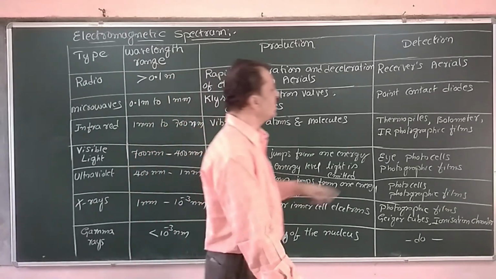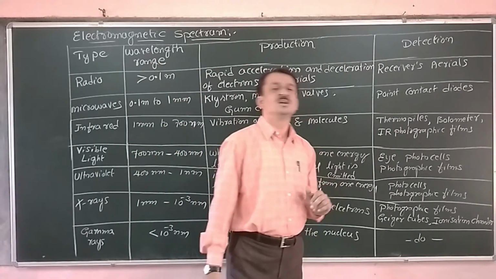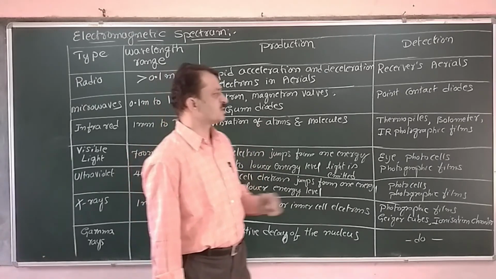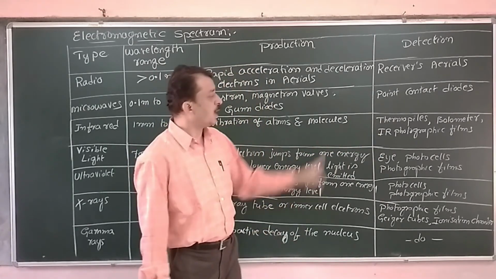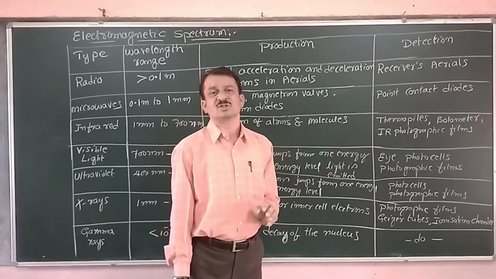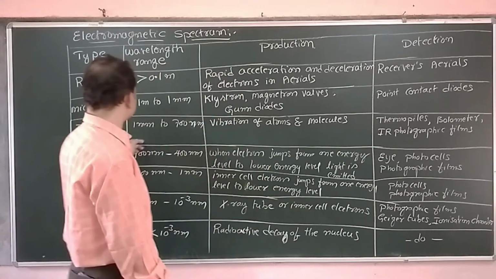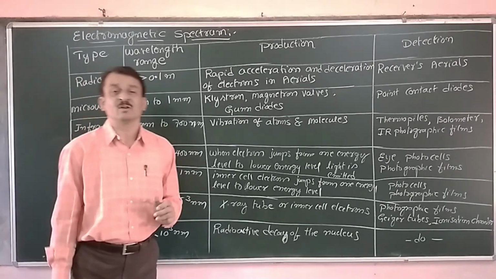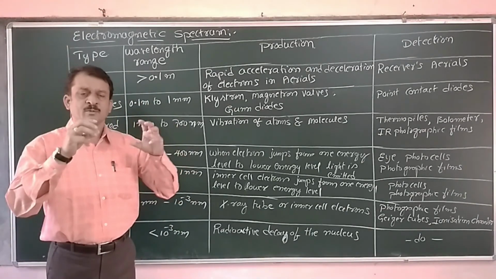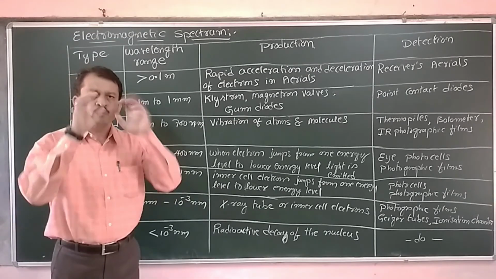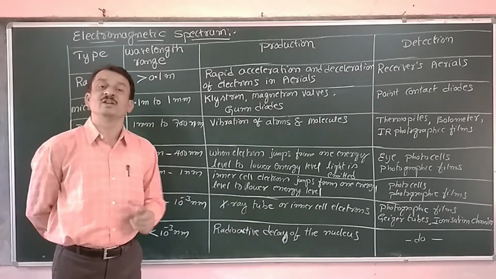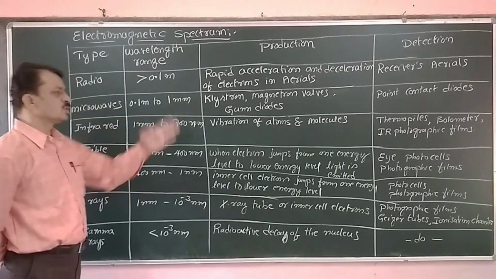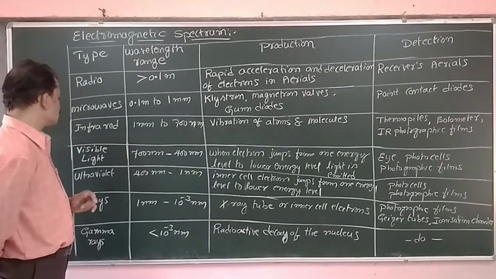How are infrared rays detected? By using devices called thermopiles. They can also be detected by a bolometer and IR photographic films. These IR radiations are also used in infrared binoculars, by which we can view objects even in total darkness. They are used for military purposes.